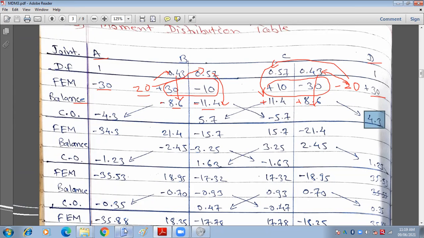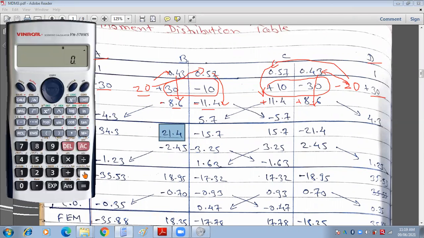Once you have completed this procedure, the next step is to add these terms. As we know, minus 30 plus minus 4.3 becomes minus 34.3. Similarly, this plus 30 minus 8.6 becomes 21.4. Now minus 10 minus 11.4 and plus 5.7 becomes minus 15.7.